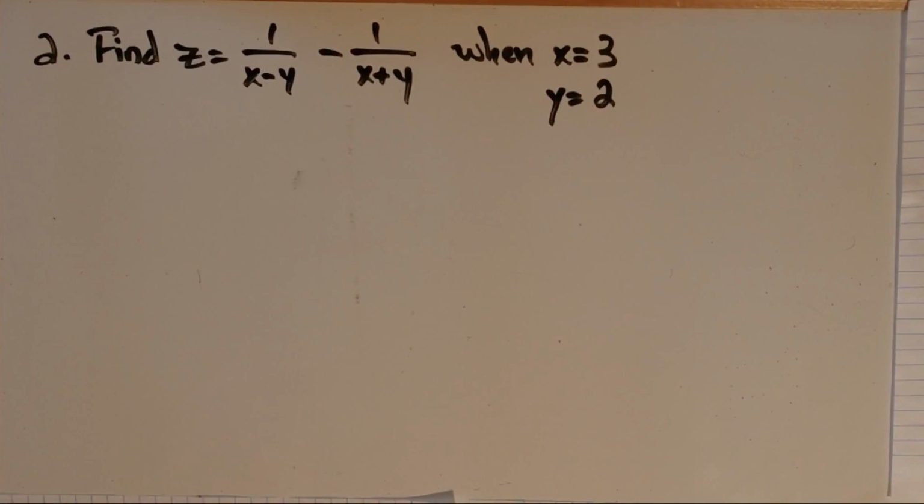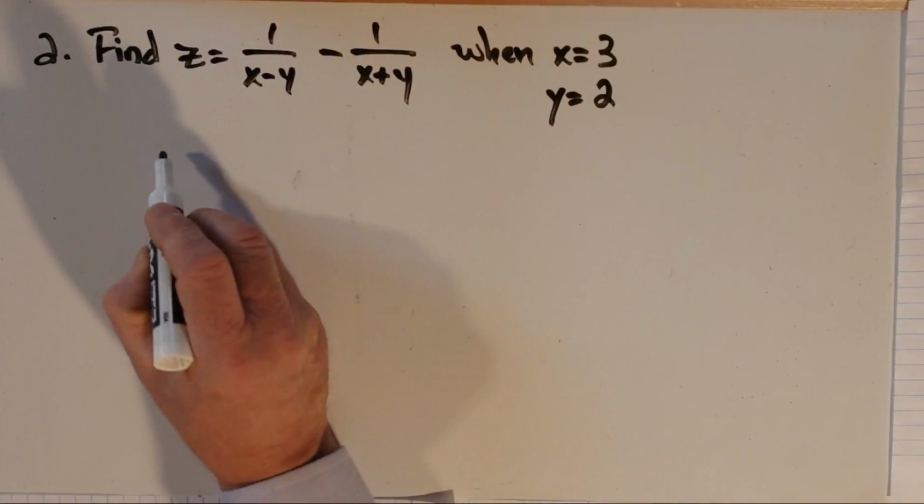This is Gordon. We're doing problem number 2 in a set of evaluating algebraic expressions here. We're asked to find z when z is equal to 1 divided by x minus y minus 1 divided by x plus y when x is equal to 3 and y is equal to 2.